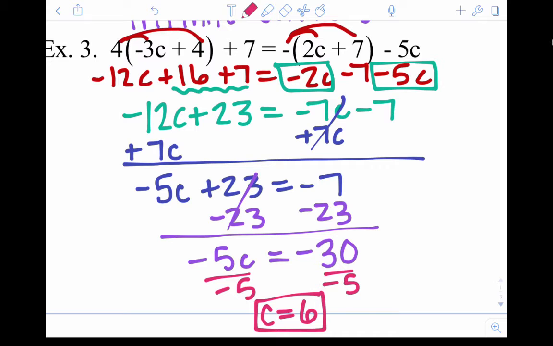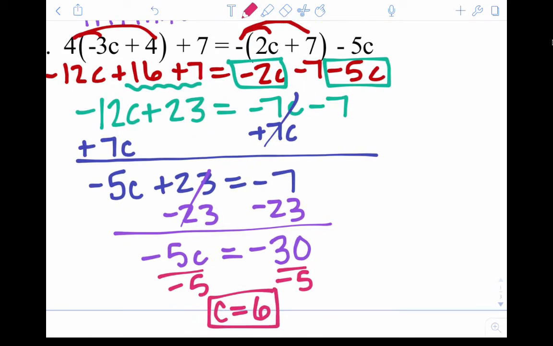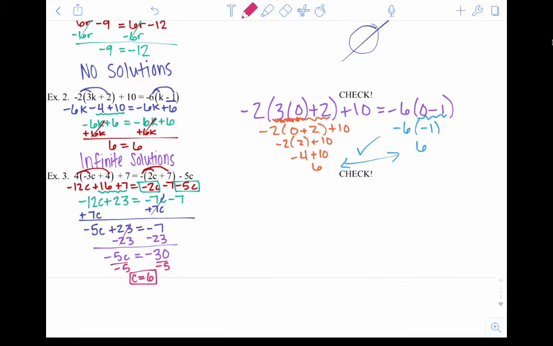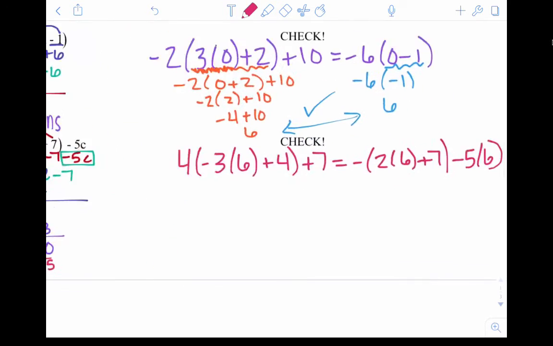So I got a single solution here. This is just a regular multi-step equation. So I'm going to go ahead and check this solution. I'm just going to plug 6 in for c. So I have 4 times negative 3 times 6 plus 4 plus 7 equals negative 2 times 6 plus 7 minus 5 times 6. I'm going to work through the left side first, and then I'll work through the right.